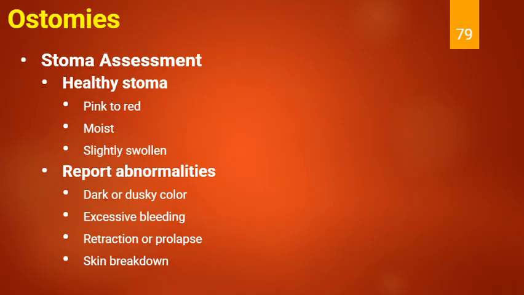Assessing the stoma is an essential nursing skill. A healthy stoma is usually pink to red, moist, and slightly swollen, especially shortly after surgery. A stoma that appears dark, dry, pale, or dusky may indicate compromised blood supply and should be reported immediately. Nurses should also monitor stoma output, pouch fit, and the condition of the skin around the stoma. Complications may include skin irritation, bleeding, prolapse, retraction, or blockage.